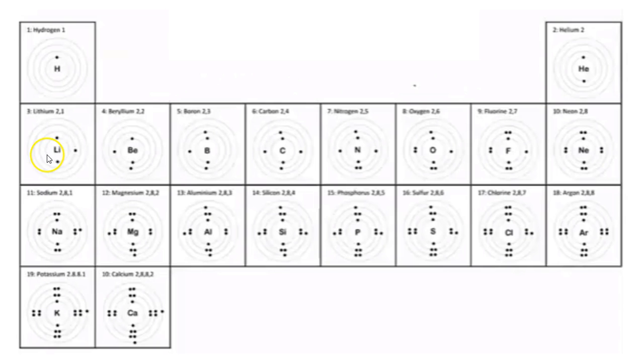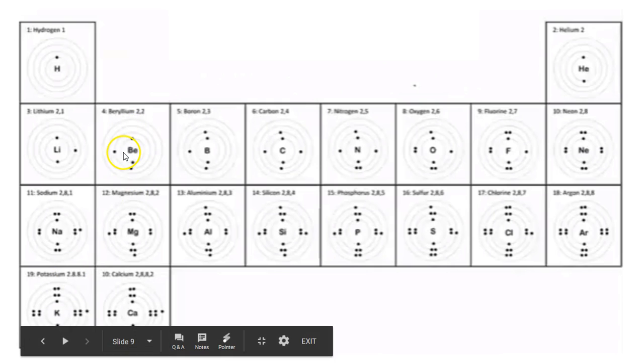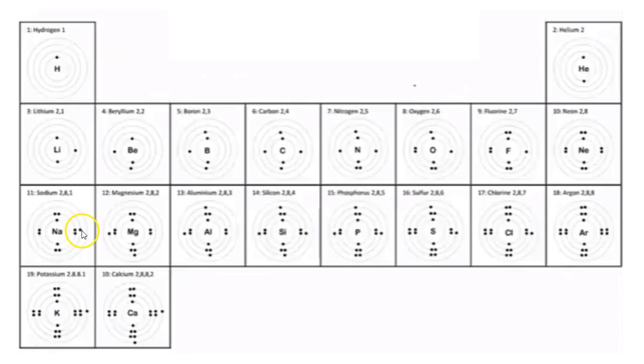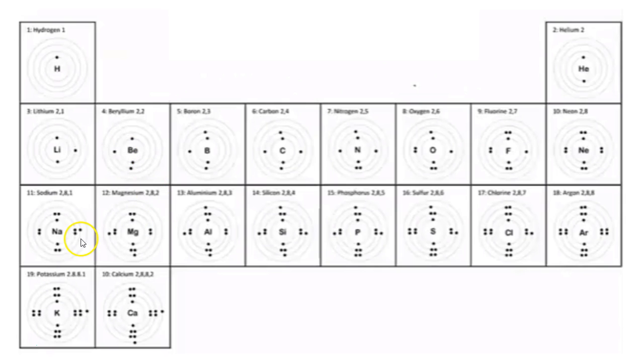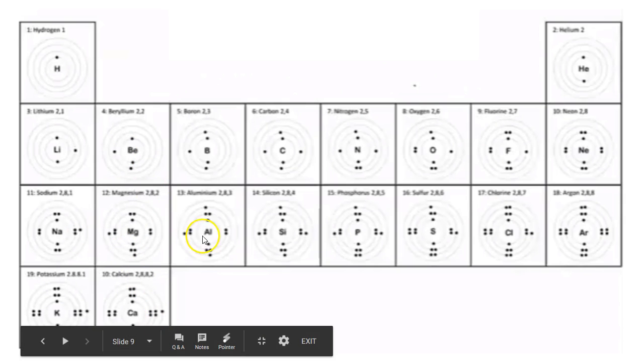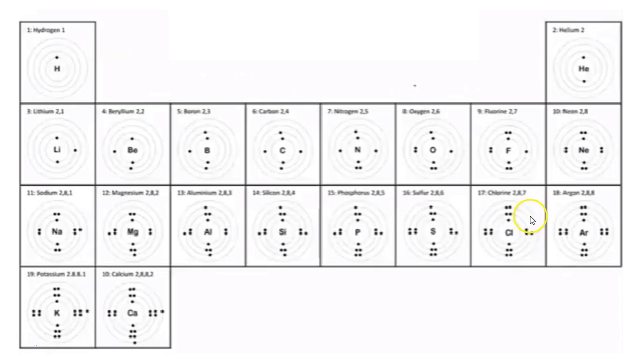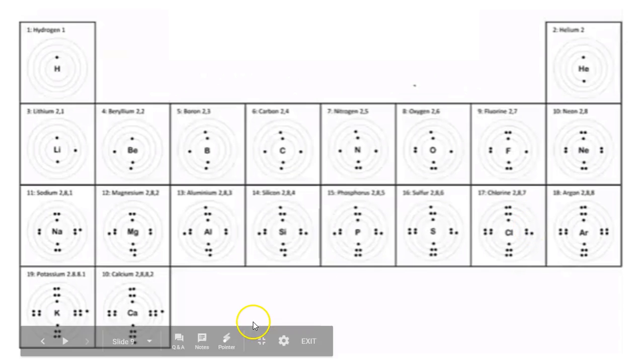We can also tell that everything in the same group has the same number of valence electrons. Lithium has 1 in the outer shell, sodium has 1 in the outer shell, potassium has 1 in the outer shell. So they're all going to have a +1 charge, and they're all going to react similarly. Same thing with beryllium, 2 in the outer shell, magnesium, 2 in the outer shell, calcium, 2 in the outer shell, fluorine, 7 in the outer shell, chlorine, 7 in the outer shell. So in the same group, you're going to have the same number of valence electrons.